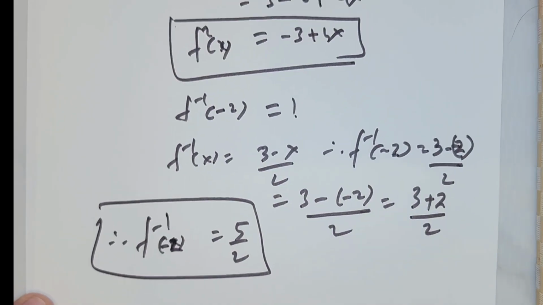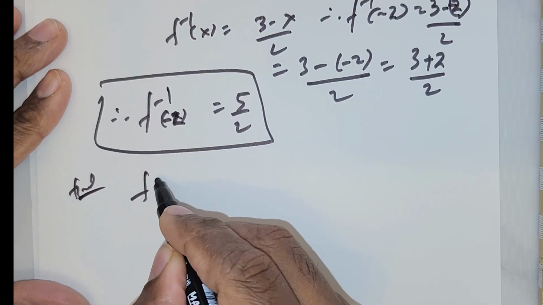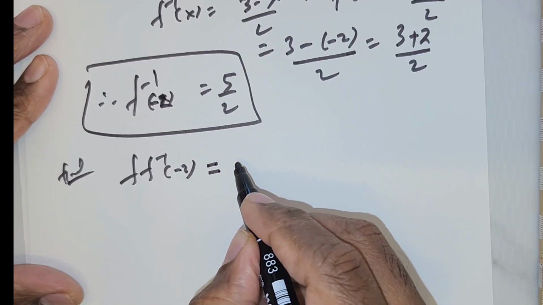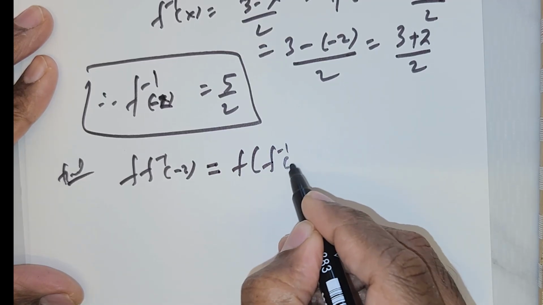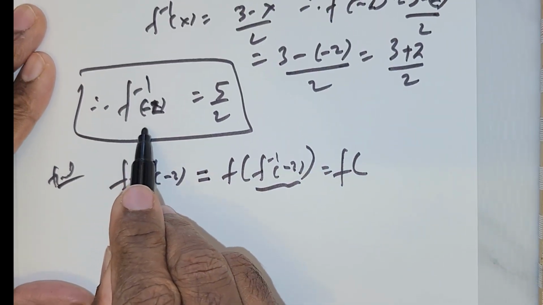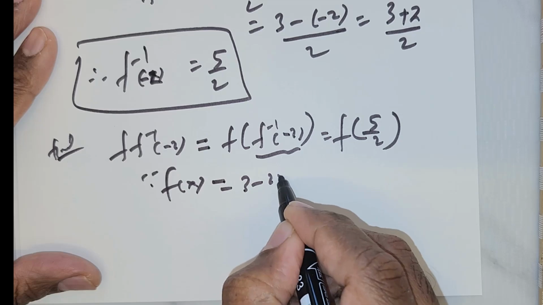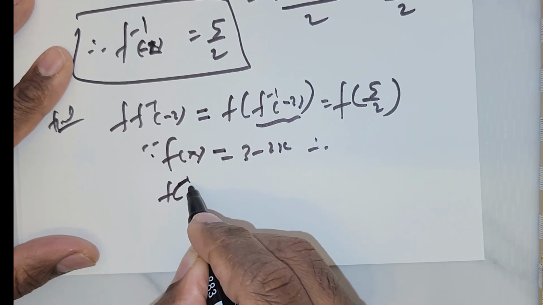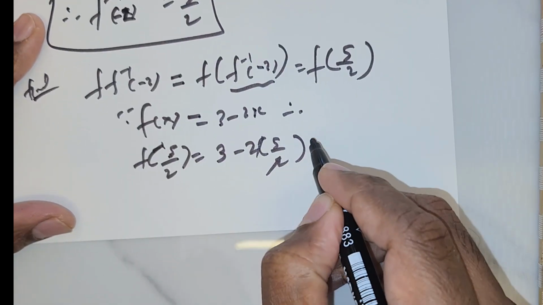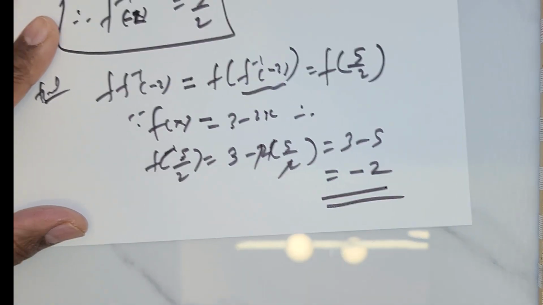Okay, I hope you're watching this. Now the next question, they're asking us to find f of f inverse of −2. Now this is nothing but f of f inverse of −2, which we found to be 5 over 2. Now f(x) is 3 − 2x, so therefore f(5/2) is equal to 3 − 2(5/2). The 2 gets cancelled, giving me 3 − 5, which is nothing but −2. So this is the solution for this question.